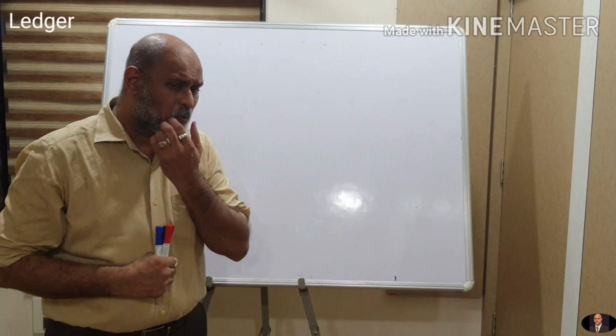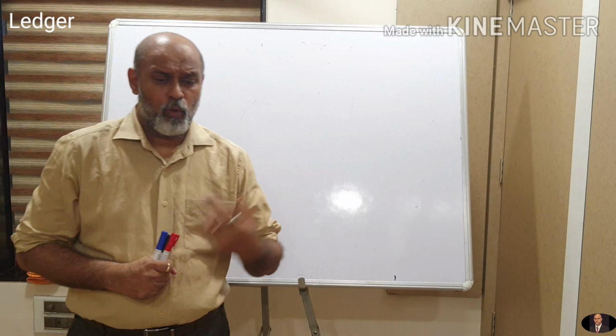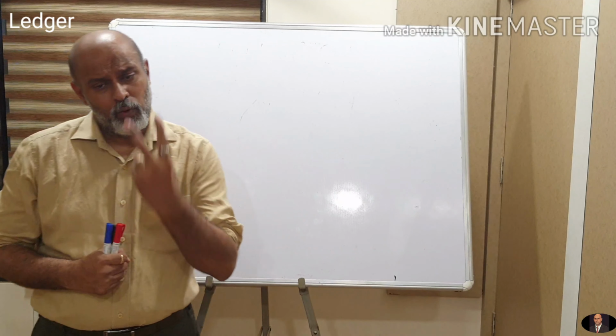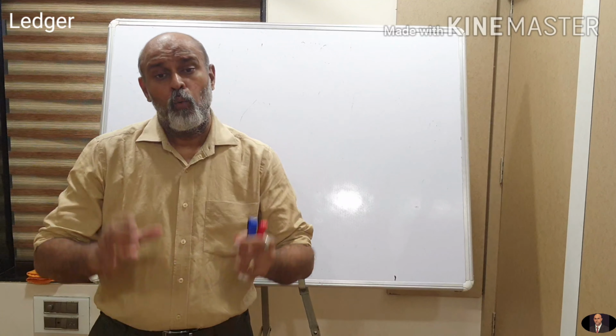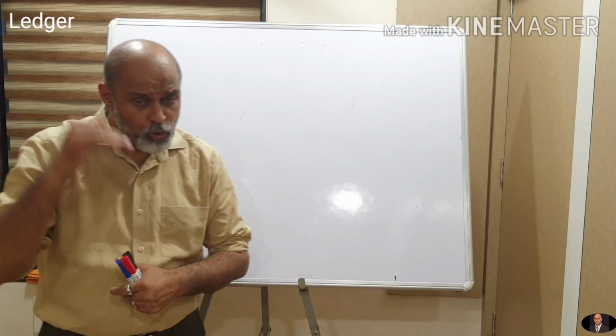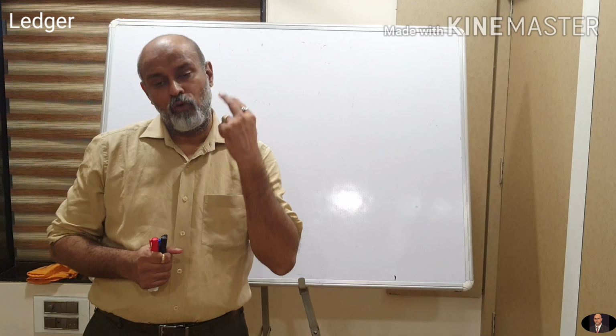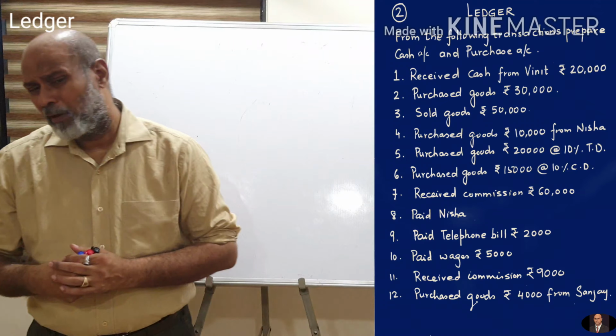Again I'll be picking up two accounts only, like what we did yesterday. We'll be focusing on those two accounts where we can make the entries. So in this ledger account today, I shall be focusing on cash and purchase. So how do we go about doing the ledger?